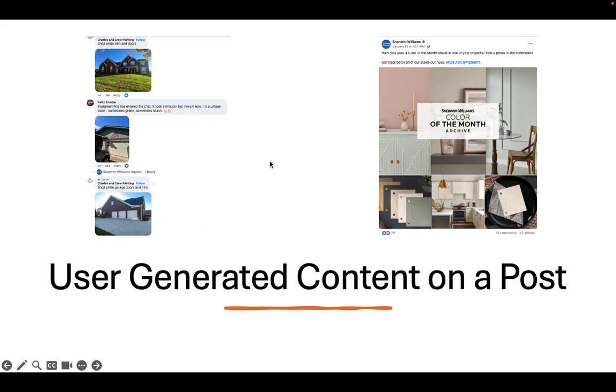It's fantastic because the minute somebody engages on your post, whether it's a like, whether it's a comment, or whether it's a share, the minute they do any of those things, they start to see more and more of the posts from your page. So all of these people will now see more posts from the Sherwin-Williams page because they have commented. And likewise, the people who've liked and the people who've shared. So user-generated content is very, very precious.